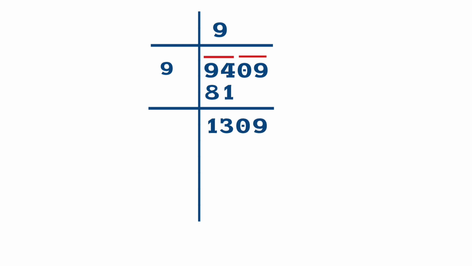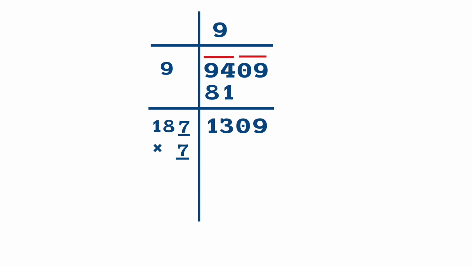Next step is very important, so listen carefully. Your divisor will be twice the current quotient. 9 into 2, write 18 with a blank space next to it. Now find a digit to fill the blank space such that when you multiply the entire new divisor by that digit, it is equal to 1309.